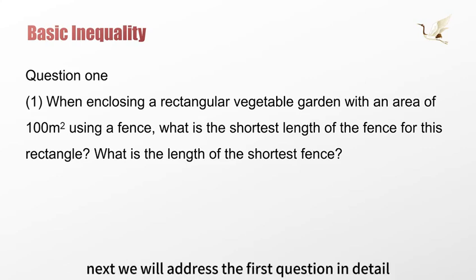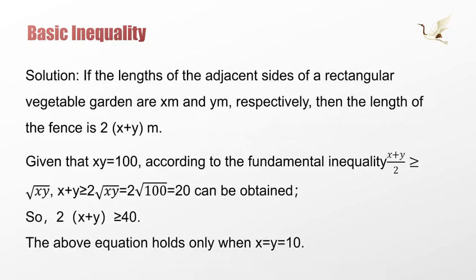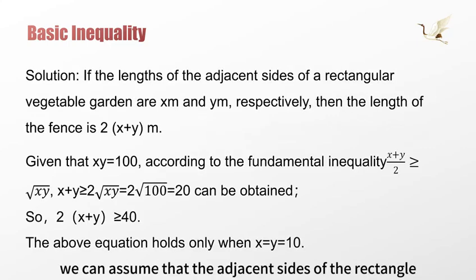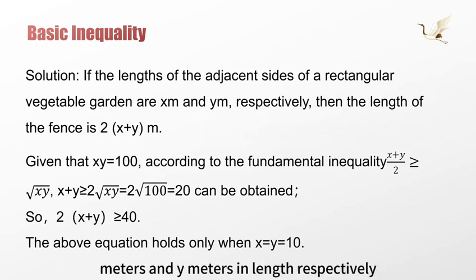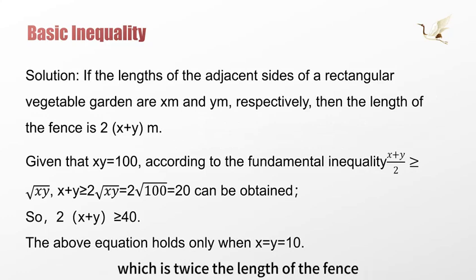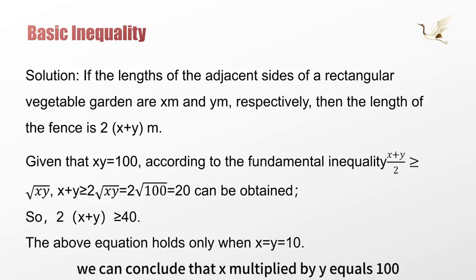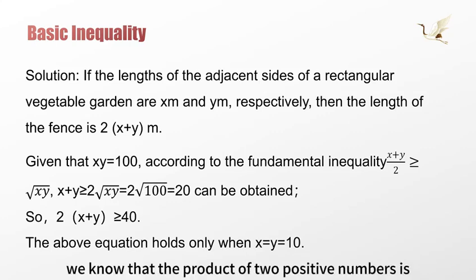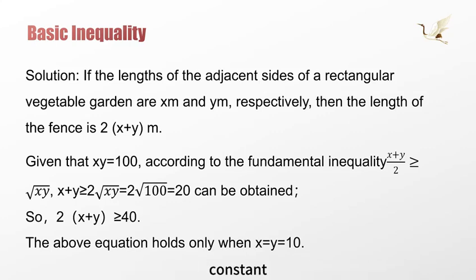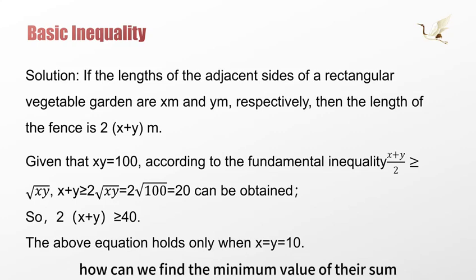Next, we will address the first question in detail. Firstly, we can assume that the adjacent sides of the rectangle are x meters and y meters in length, respectively. Therefore, the circumference of the rectangle, which is the length of the fence, is 2 times (x plus y) meters. Given that the area of the rectangle is 100 square meters, we can conclude that x multiplied by y equals 100. At this point, we know that the product of two positive numbers is constant. How can we find the minimum value of their sum?